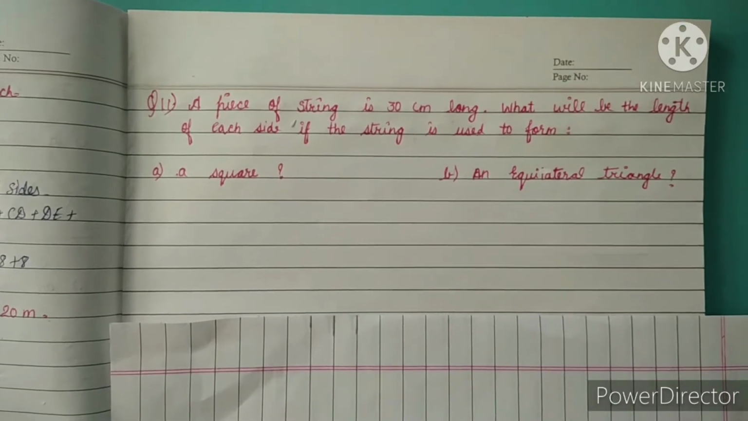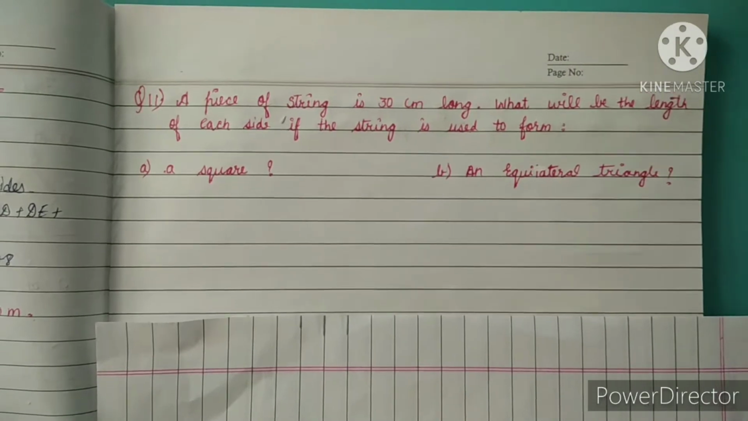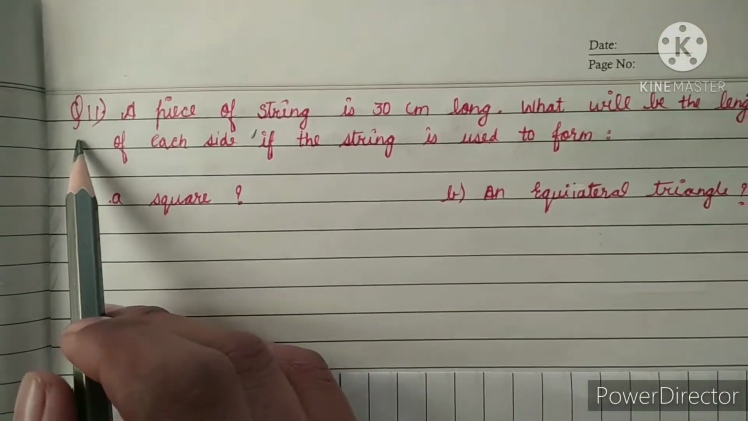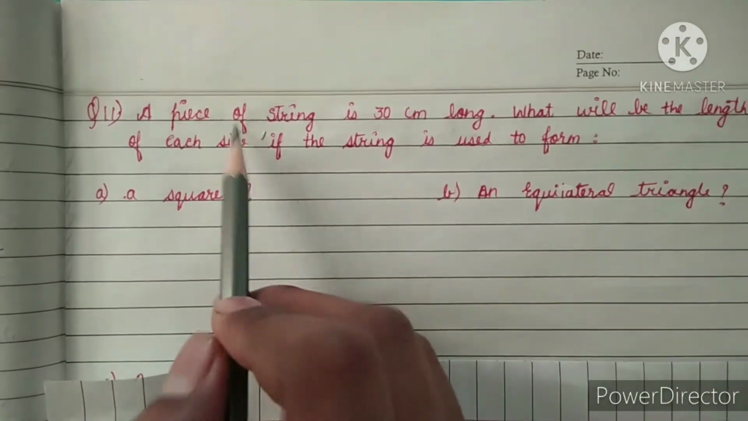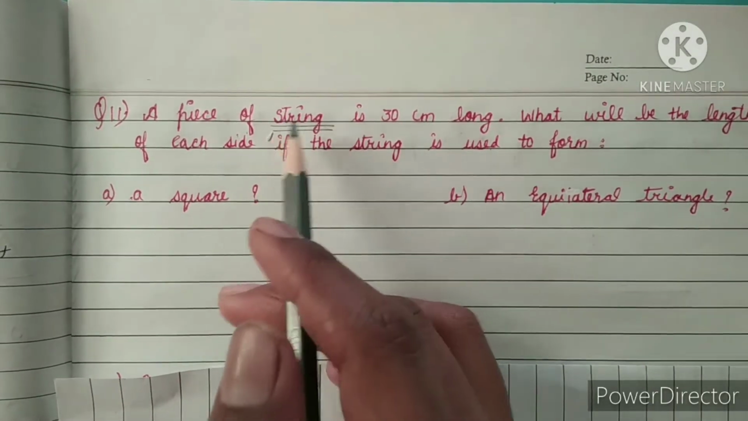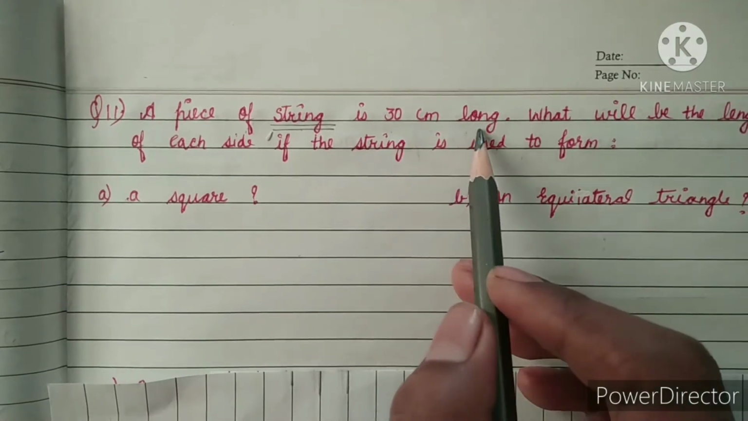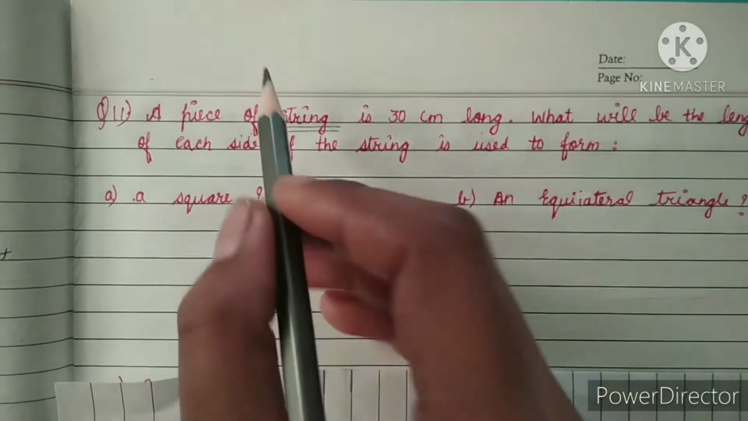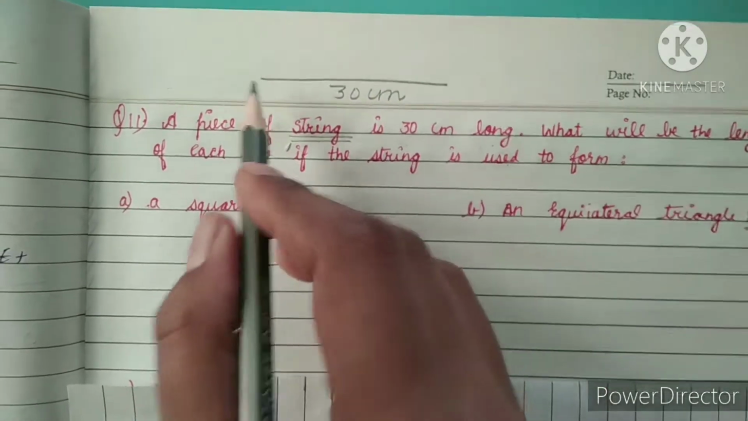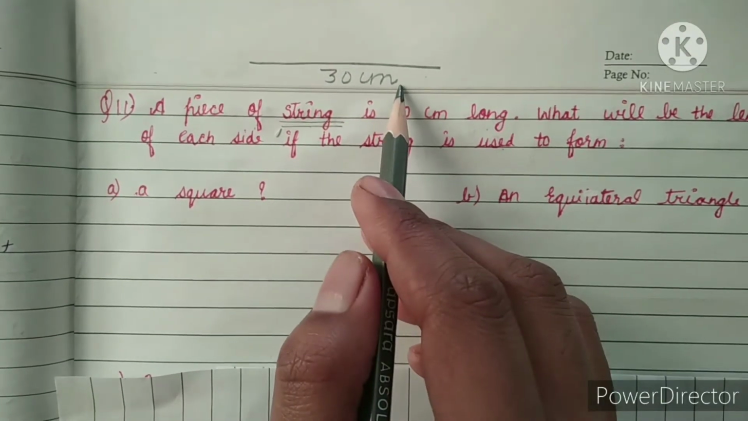In this video, we will see the questions of exercise 10.1 of class 6th. Its question number 11: a piece of string. String means a piece of wire, a piece of rope, whatever the piece is. The piece of string is 30 centimeter long. So the total length of the string is 30 centimeter. This straight wire is given with the length of 30 centimeter.